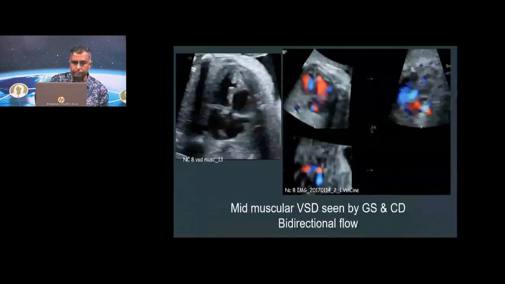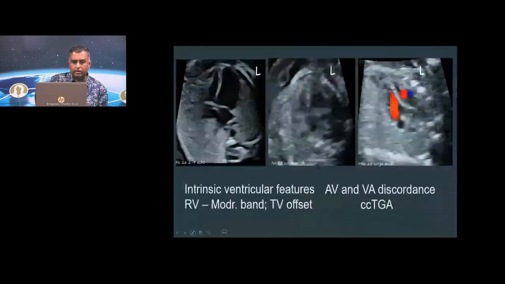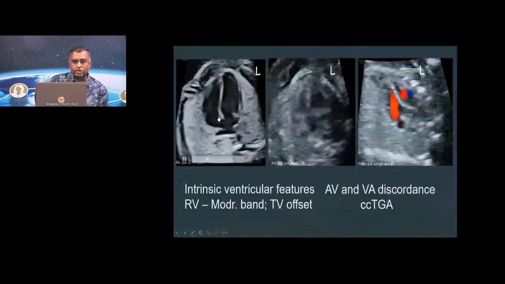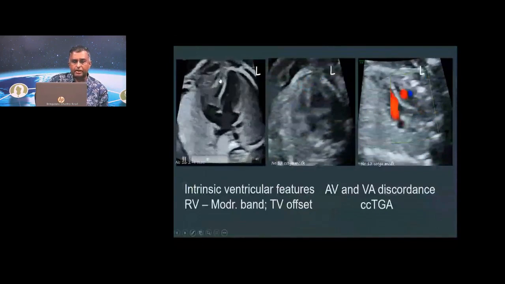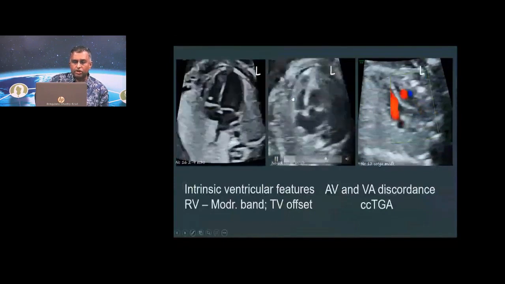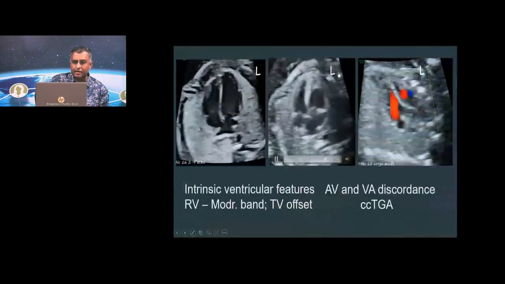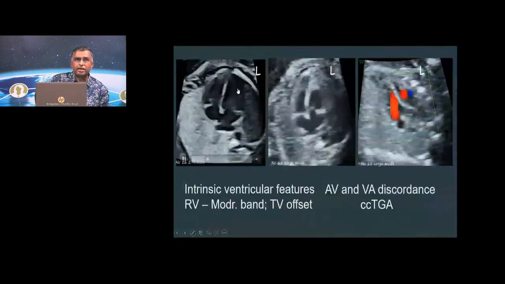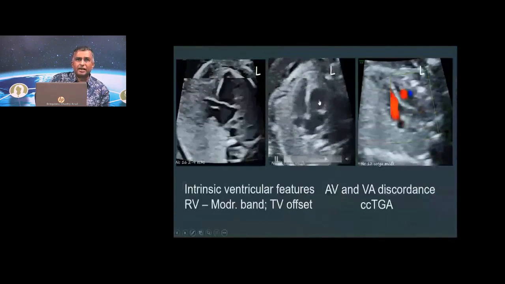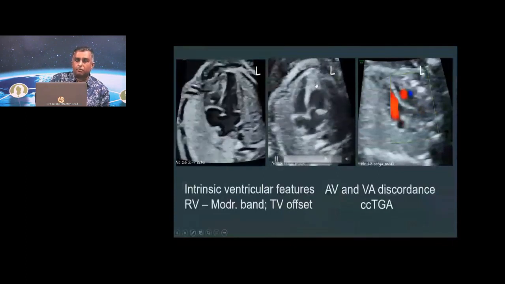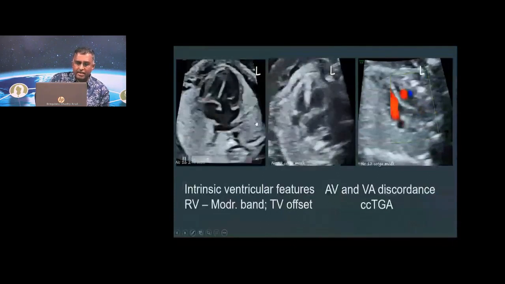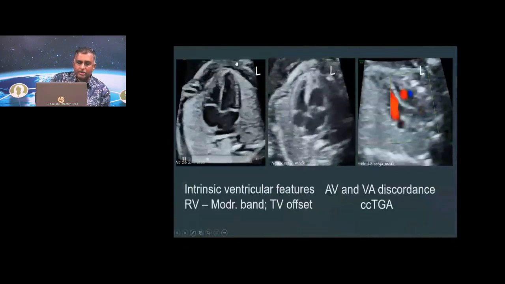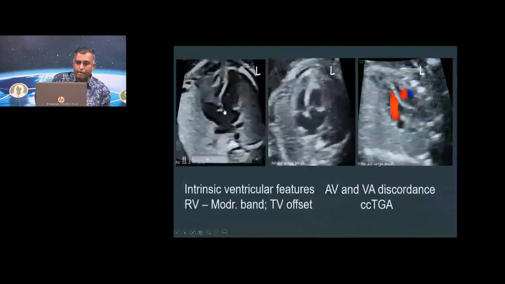Okay, so now again, intrinsic ventricular features are important. As I said, this is normal. You see the tricuspid closer, that's the moderator band. Now watch this clip. This is left-sided, this is right-sided. The left-sided ventricle I'm used to seeing as an empty space here, whereas here the left-sided ventricle has got the moderator band. The left-sided mitral valve, the left ventricular valve, is far away from the apex.